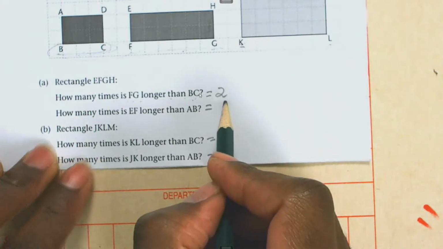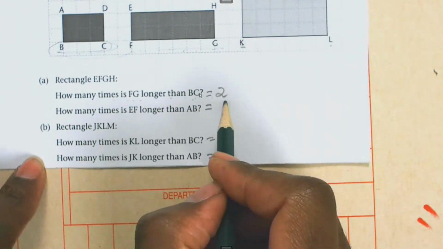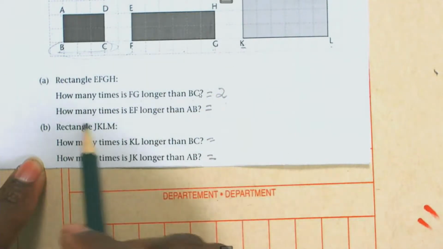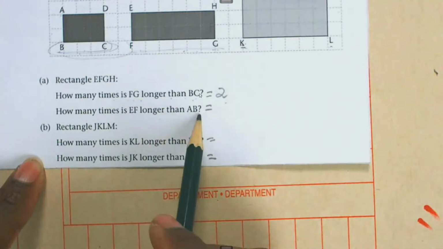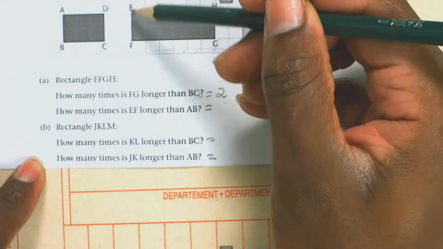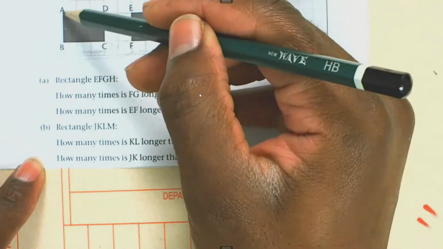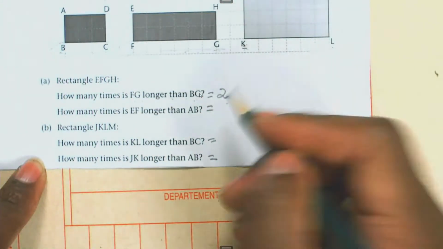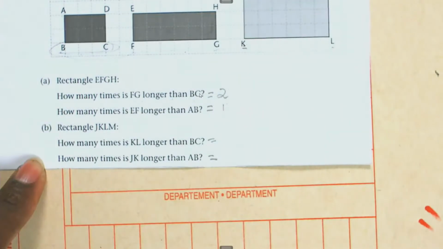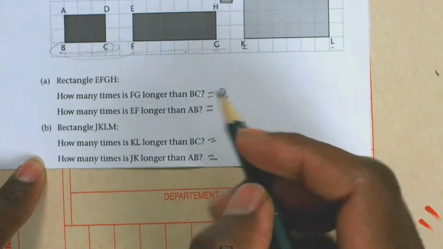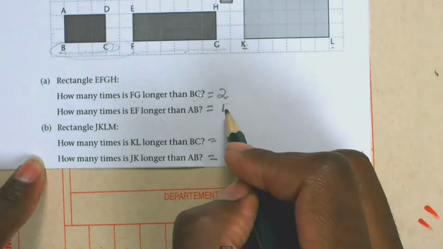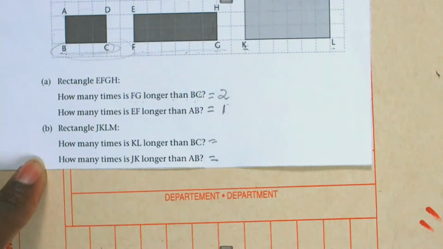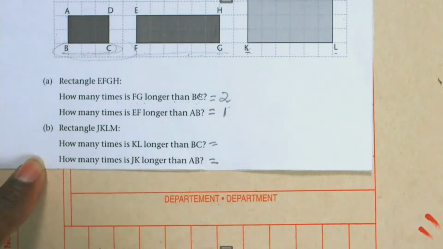We're looking for the scale factor, although they did not put it out there. How many times is EF longer than AB? EF longer than AB. They are equal. So the scale factor there was 1. Because anything you multiply by 1 remains as is. I'm sure now you are getting where I'm going, guys.